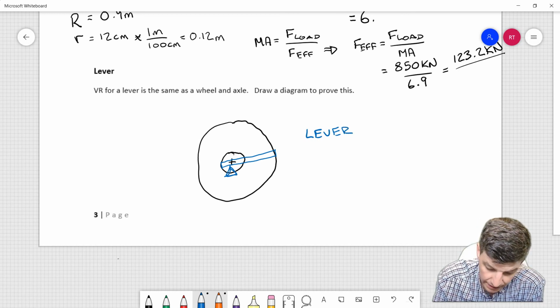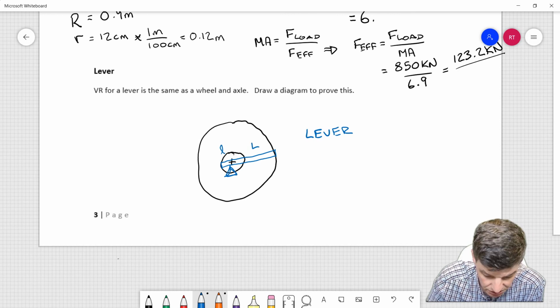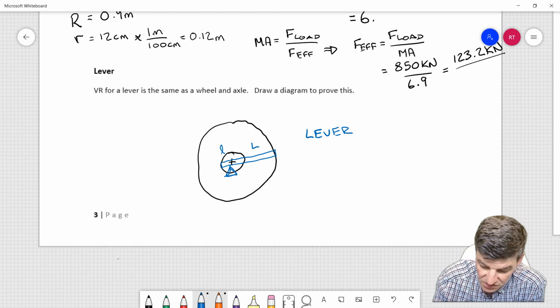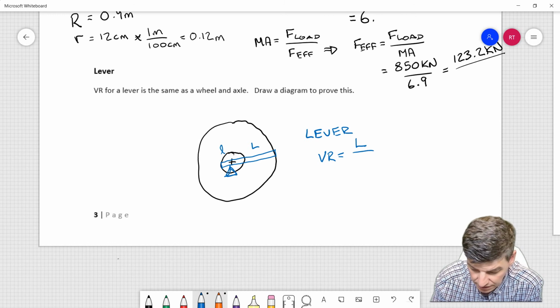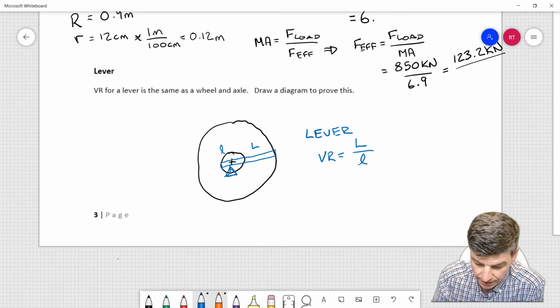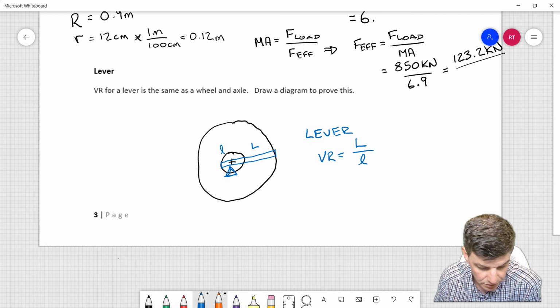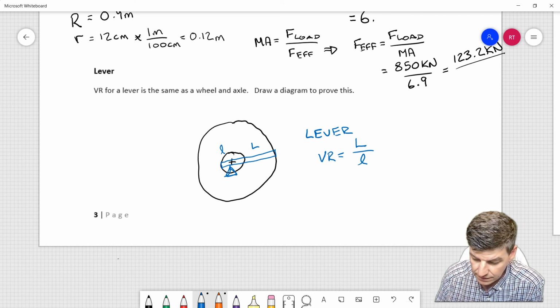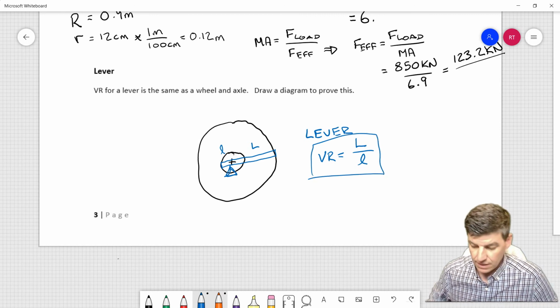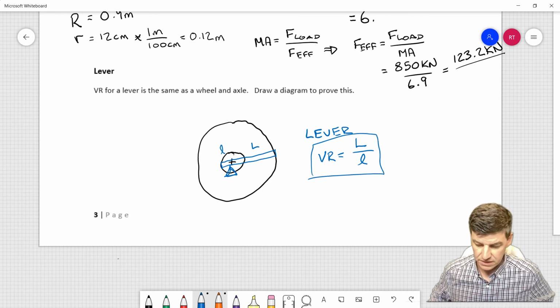For a lever, if we had a small length and a large length, VR for the lever is going to be the ratio of your large side compared to your small side. It's the exact same approach and thought process as finding the VR for a wheel and axle. So if you're faced with a lever question, consider that it's basically the same analysis as a wheel and axle.